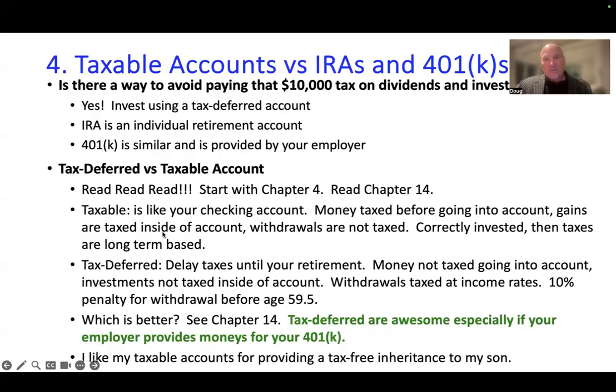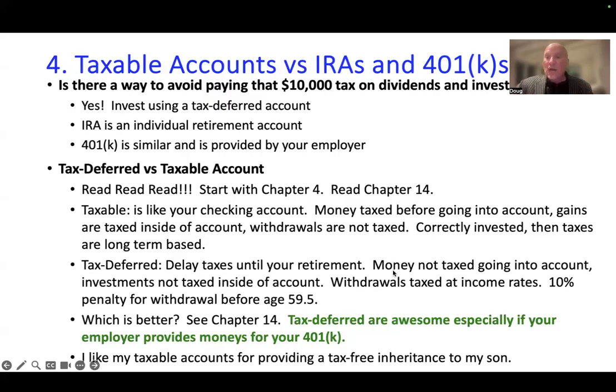The gains inside of the taxable account, those are taxed, so long as you push the sell button. If you don't push the sell button, there's no taxes. So you're only taxed on gains after you've sold. But when you withdraw the money, no taxes, no problem. Correctly invested, meaning long-term investments, buy and hold is the strategy language that we use, taxes will be long-term based, and those are very low taxes, but you pay the taxes before you put the money in. Or you can use a tax deferred account, an IRA or 401k, and delay the taxes until retirement.